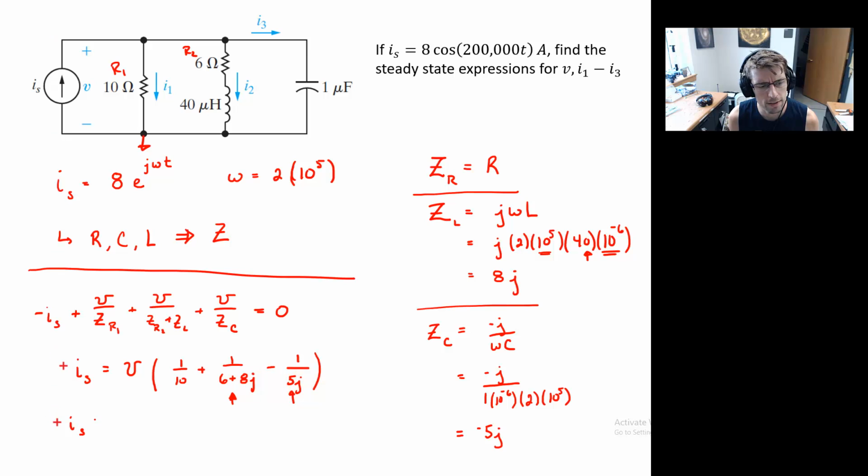We have IS equals V. We have a 1/10 plus, we have a 6 minus 8j over 100. That's nice. Minus, oops, excuse me, this would be a plus 5j over 25. And now we're in a position where we can group our real and our imaginary terms.